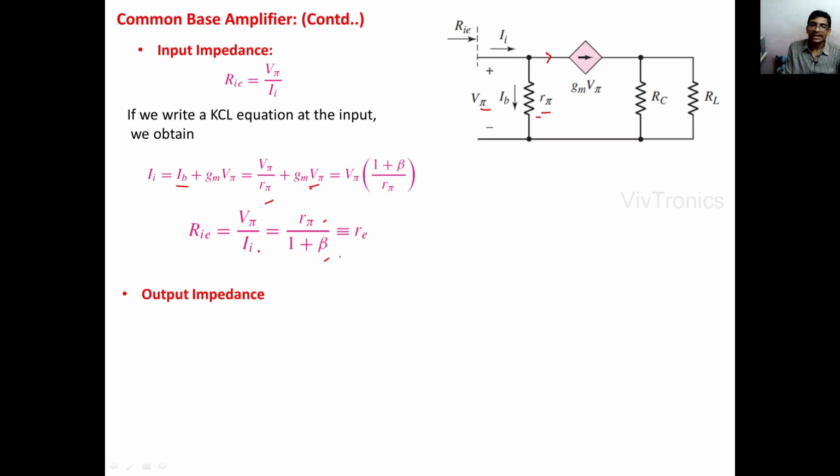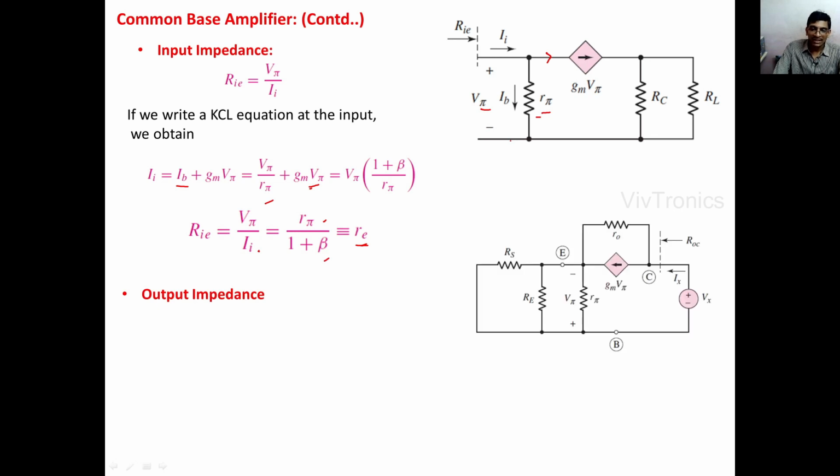So this R pi divided by 1 plus beta is called RE, the input resistance in terms of the RE model of the transistor. Okay, RE model of the transistor. RE is the input resistance at the input side of the equivalent circuit. That is called RE, the input resistance.